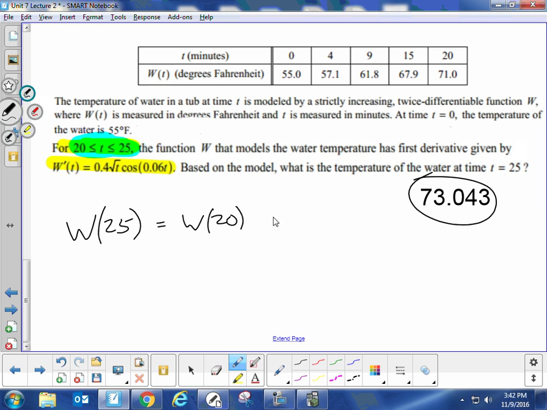Because W prime is defined for 20 to 25, we will use W of 20 and go from 20 to 25 under W prime. And that is how we will get 73.043. I like how a lot of people were thinking using 0 and 55, and you got an answer that was really, really close. But we're looking for that answer.